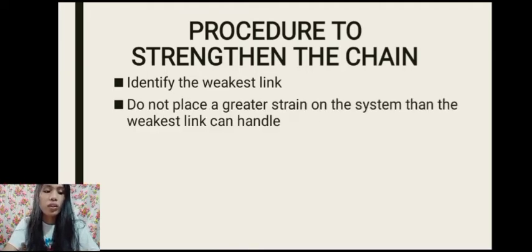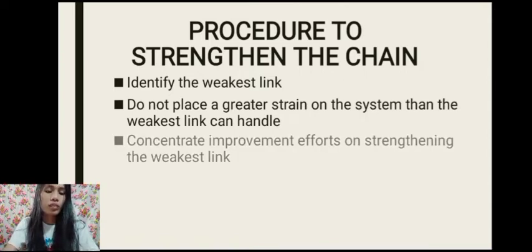Second, do not place a greater strain on the system than the weakest link can handle. Kasi pag mas marami yung na-accommodate, it leads to long waiting lists. Third, concentrate improvement efforts on strengthening the weakest link. So, paano ba mag-i-increase yung number of surgeries that can be performed in a day, which is 15 only?